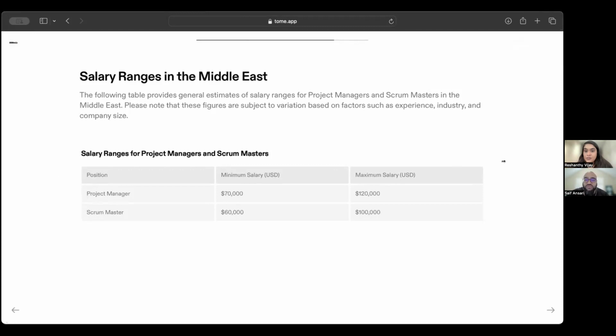Again, this is the Middle East. I believe this is in USD, but in the Middle East, there have been multiple offers that I've received where they said, we will house you. We will give you a car. We will give you this, that, the other. Very, very tempting. We'll even relocate you. You can stay remote.